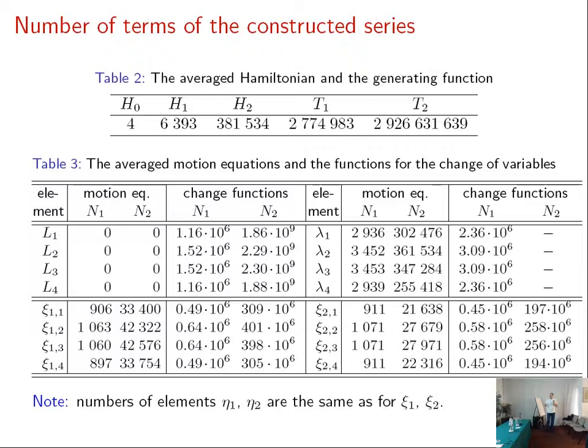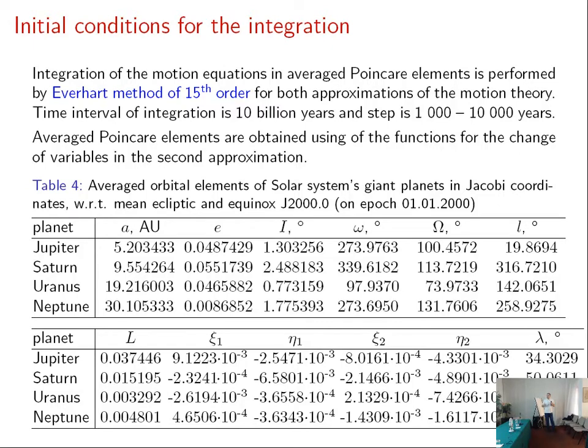In these tables we can see a number of terms of the constructed series for Hamiltonian expansion, for motion equations, for functions for the change of variables, for all elements. Next. The integration of the motion equations in averaged Poincaré elements is performed by Everhart method of 15th order for both approximations of the motion theory. Time interval of integration is 10 billion years and step is 10,000 years.